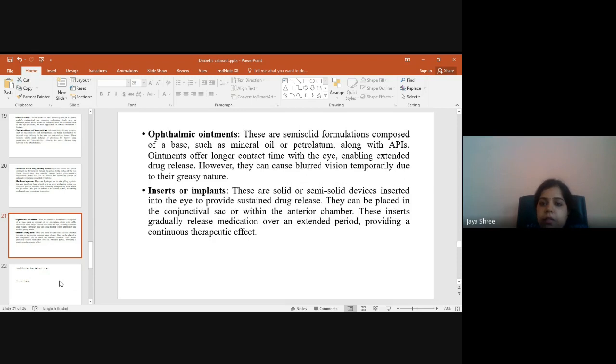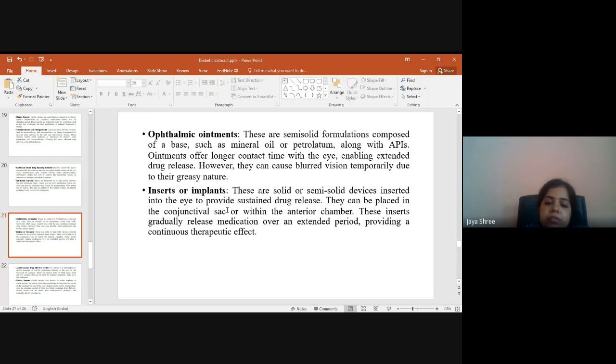Ophthalmic ointments are also a semi-solid drug delivery dosage form, and they contain a base such as mineral oil or petrolatum along with the API. Ointments offer longer contact time with the eye, enabling extended drug release. However, they can cause blurred vision temporarily due to their greasy nature.